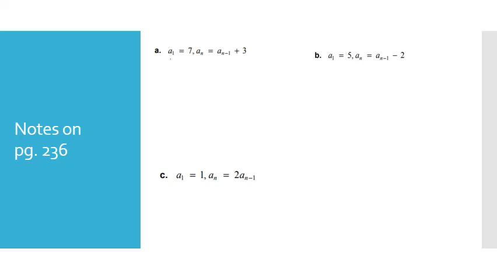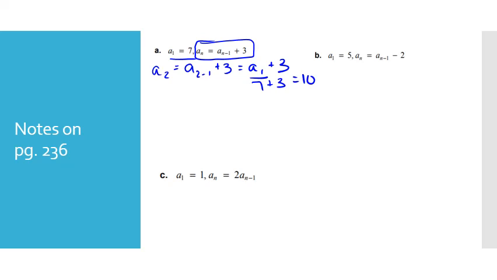6. So a sub 1 will always have to be given to you in a recursive formula because you have to use it to do the second one. So here, if you want a sub 2, you're going to take this formula and plug in 2 for n, so it'd be a sub 2 minus 1 plus 3, which is really just a sub 1 plus 3. Well, since a sub 1 is 7, I'm just going to substitute 7 there, which gives me 10. So a sub 2 in this case is actually going to be 10.